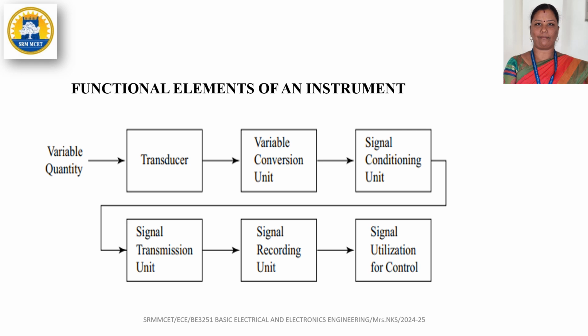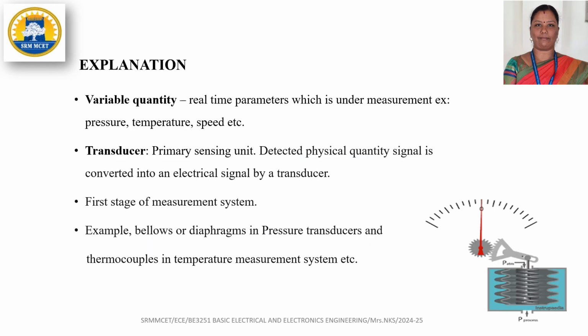So these are the functional elements of an instrument. It has 6 functional blocks. We will see them one by one. The first one is variable quantity. Variable quantity means the real-time parameters which are under measurement. This is called the measurand. The variable quantity which we are going to measure is called the measurand. The examples are pressure, temperature, speed of a motor, temperature of a boiler, etc.